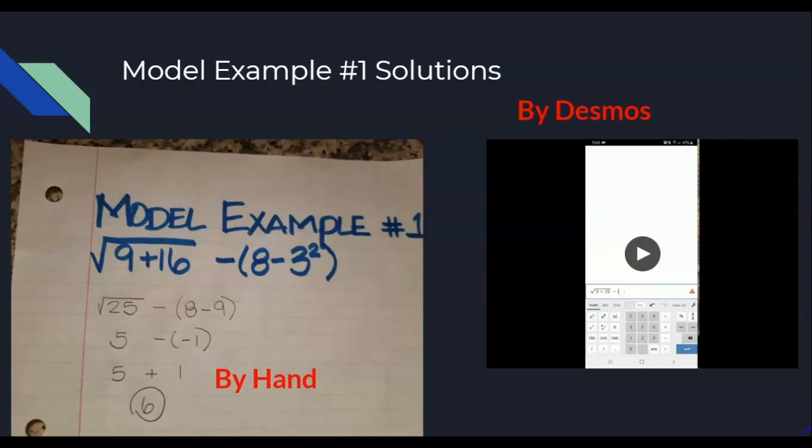The 3 squared is 9. 8 minus 9 gives us negative 1. And then after simplifying those two parts, we bring them together. Our final answer is 6. Please take some time to click in the presentation to look at the Desmos calculator approach.